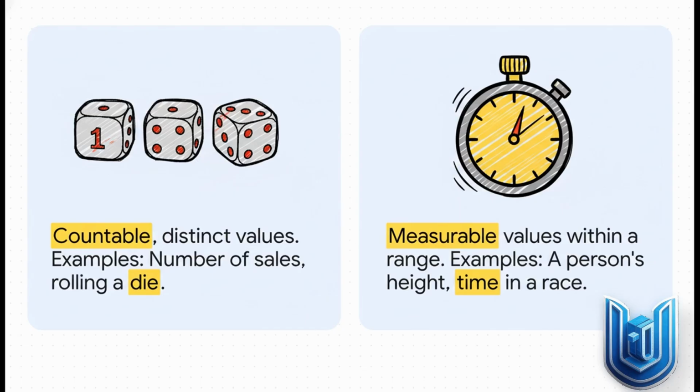But then you have continuous data. These are things you measure. Someone's height isn't just 6 feet or 7 feet. It can be any possible value within that range. Same thing for the time it takes to run a race. So one is counted, the other is measured.